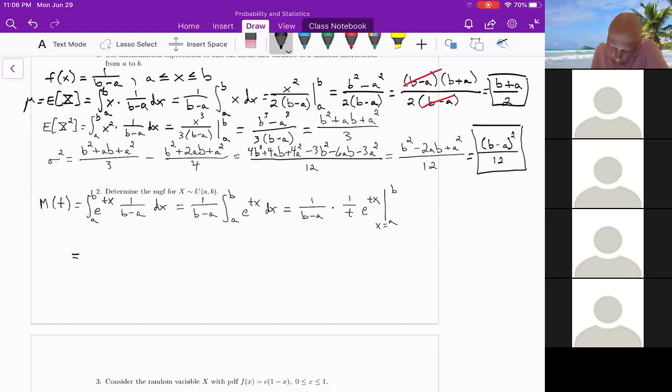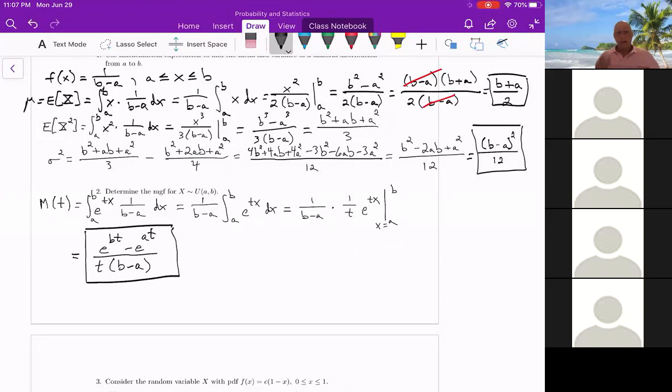So we have e to the bt minus e to the at, all over t times b minus a. And that's it. There's nothing more that we could do with this. That's as simple as we're going to get it. And this holds for every uniform A to B distribution.